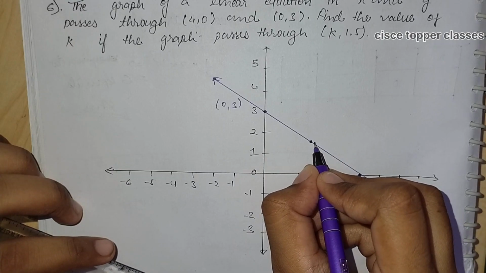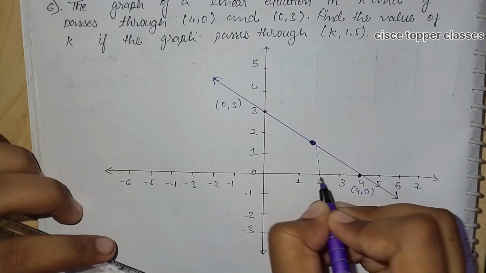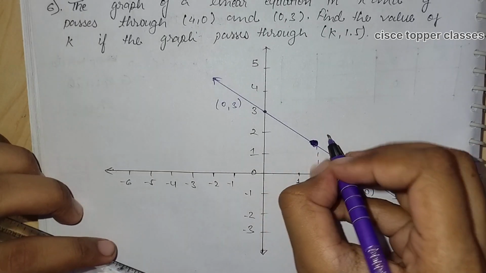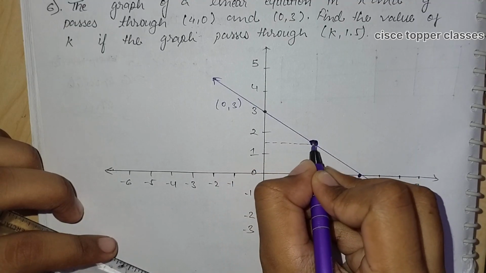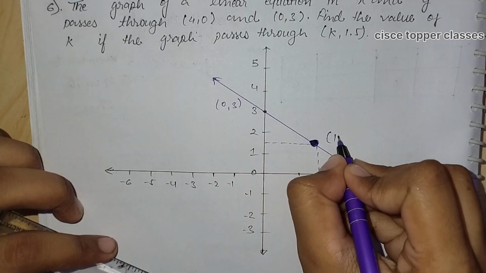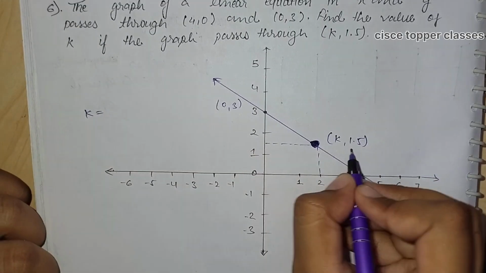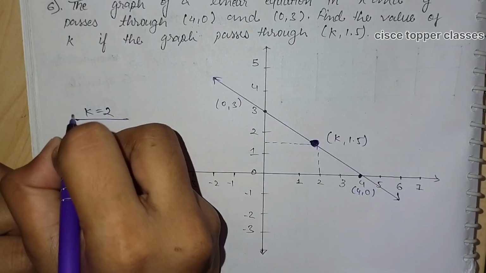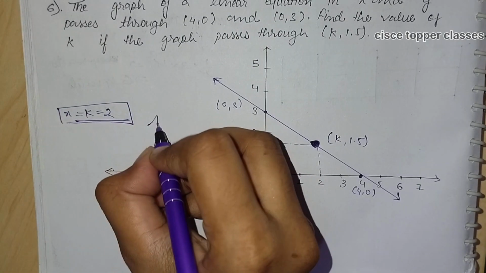Sorry, this will be somewhat here. This is the point here. So if we draw the line from that, this will be true. Because if we draw this point somewhere here, it will lie on the line, means this is the point. So k comma 1.5, from there we can write. And if we want to find the value of k, k will be 2. k is x here, so k is equal to x. So this is the answer of this question.